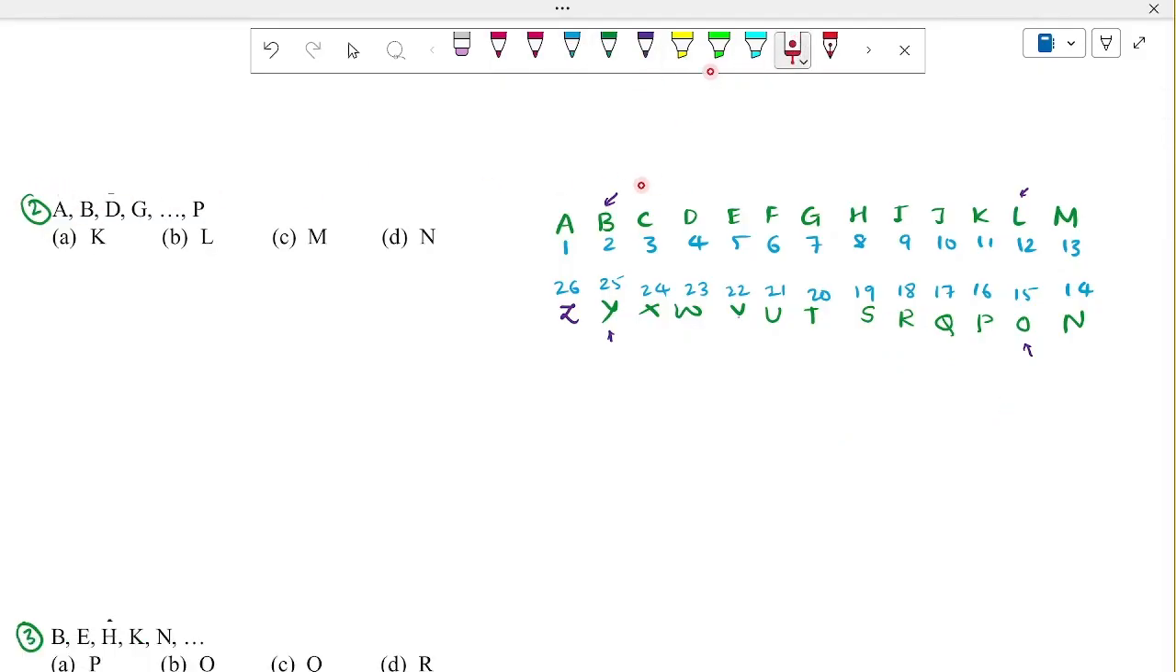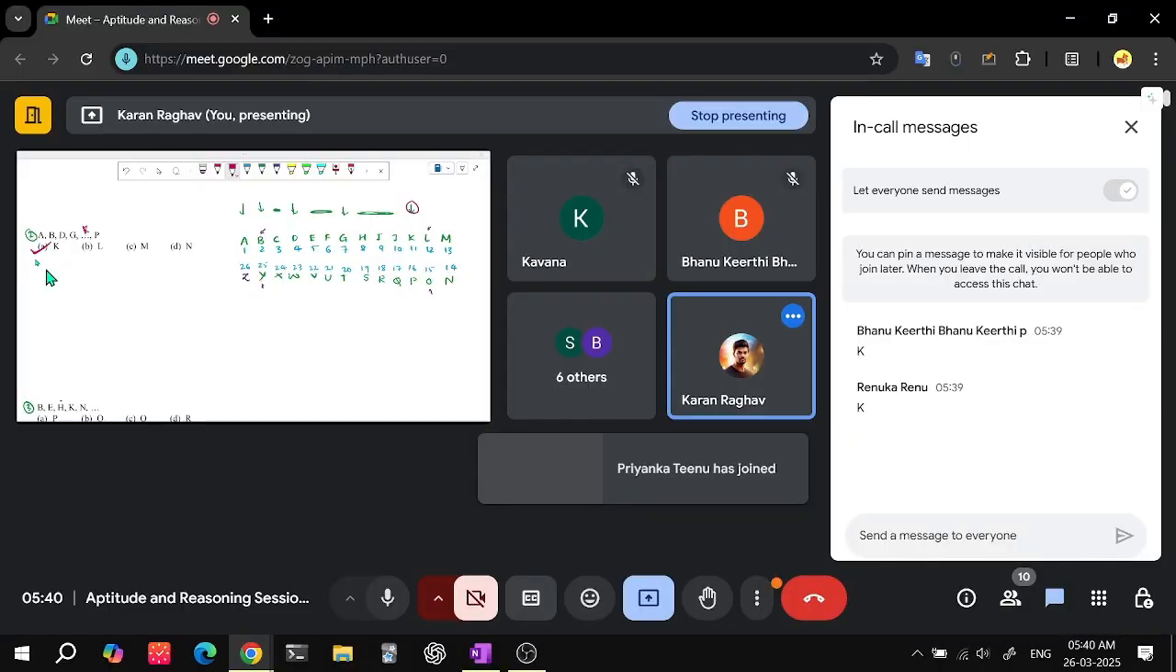Just A, B, and then we have got D, and after D we have got G. If you observe this carefully, it is like I got A, B, and then D, and then G. There is one gap here, there are two gaps, and then here there should be three gaps. And so the answer to this question will be what? K. Right. So the answer is K, option A. I hope this is clear to everyone.